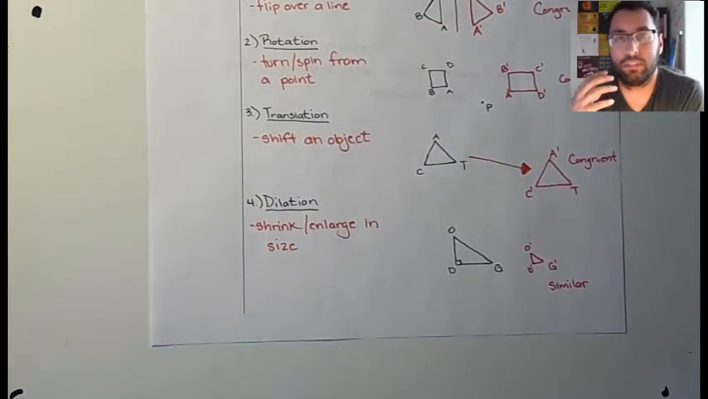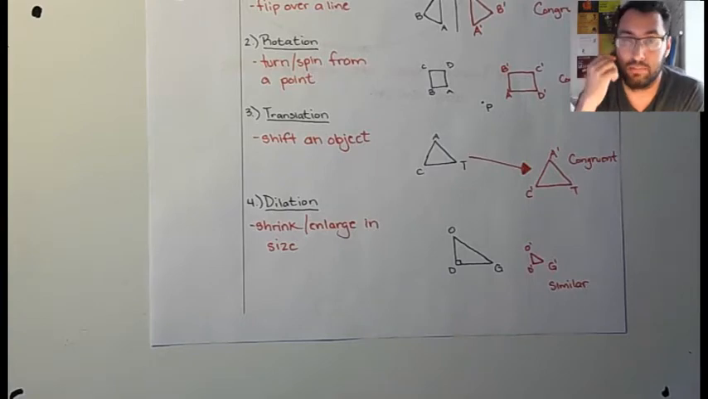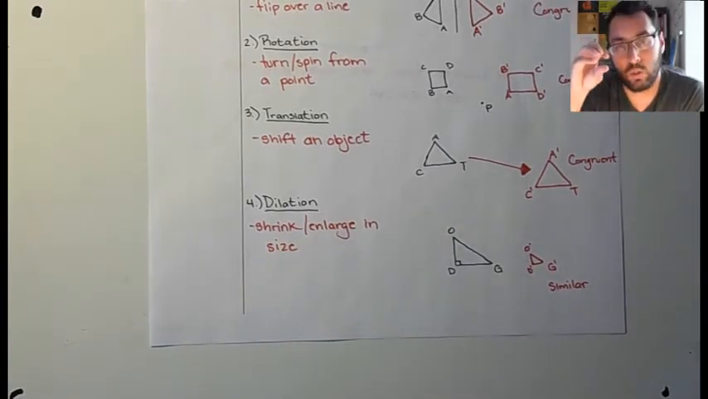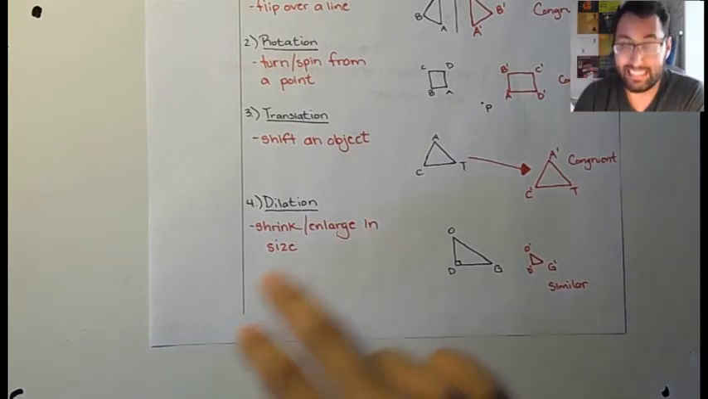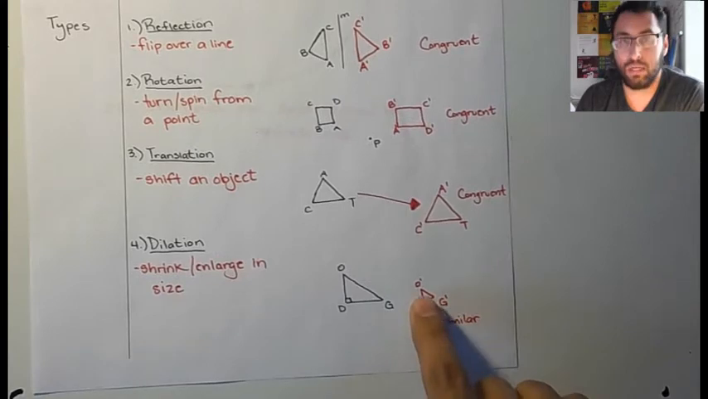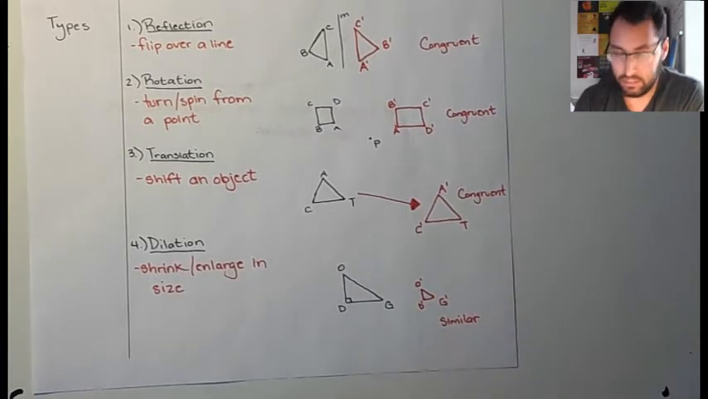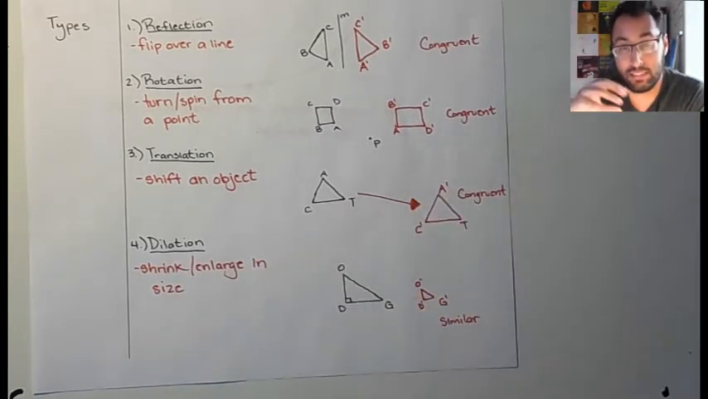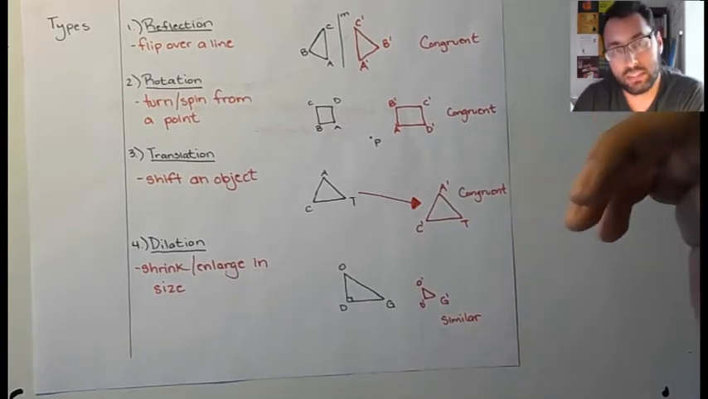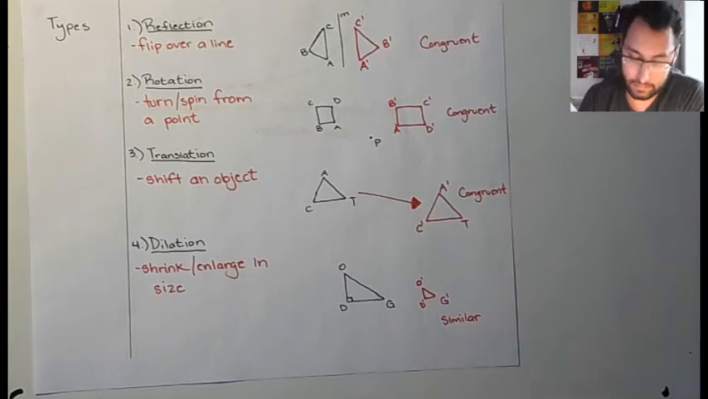I don't know if you guys have ever been to the eye doctor, but sometimes they'll dilate your eyes where it gets bigger, if you notice the black part of your eye. But a dilation can either be shrinking or enlarging in size. So here we have a right triangle. Vertices are DOG, D-O-G. And what this becomes is DOG prime. So we have D prime, O prime, and G prime. It's shrinking there, right? Same shape, but different size. So this is not congruent. It's actually similar in this case.